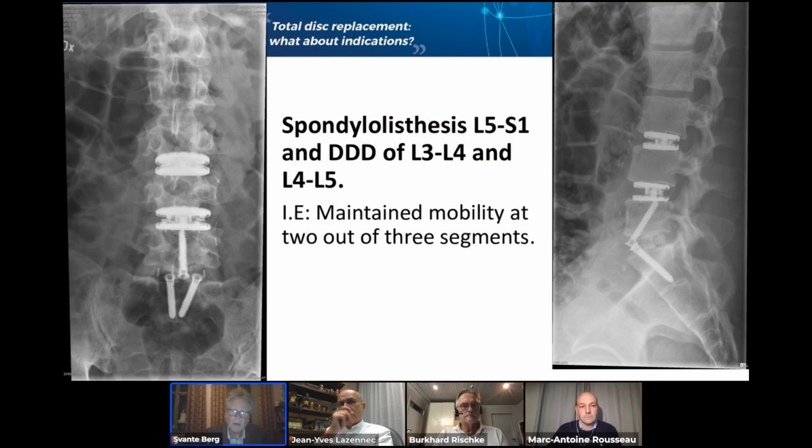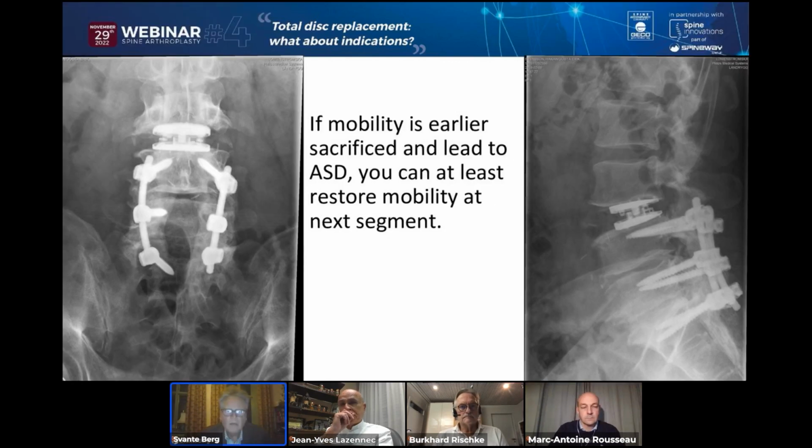This is an example of a hybrid with a spondylolisthesis at L5-S1, also two degenerated discs on top. And everything is solved from the front, and at least the patient has maintained mobility at 2 out of 3 segments. If mobility is sacrificed earlier and leads to adjacent segment disease, you can at least restore mobility at the next segment, as shown in this picture. The fusion was like 5-6 years earlier than the TDR surgery.